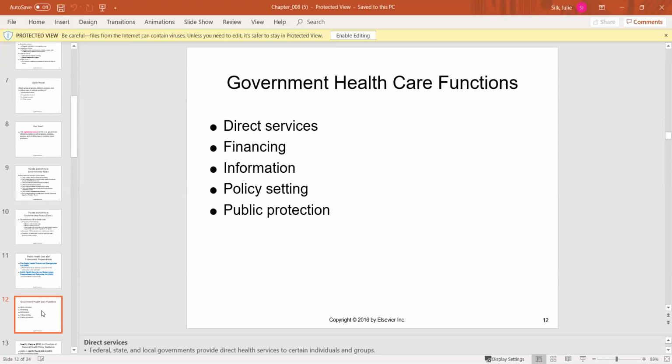And then as far as information goes, all branches and levels of government collect, analyze, and disseminate data about healthcare and the health status of citizens. For example, there's an annual report on the health of the people in the United States that comes out all of the time.